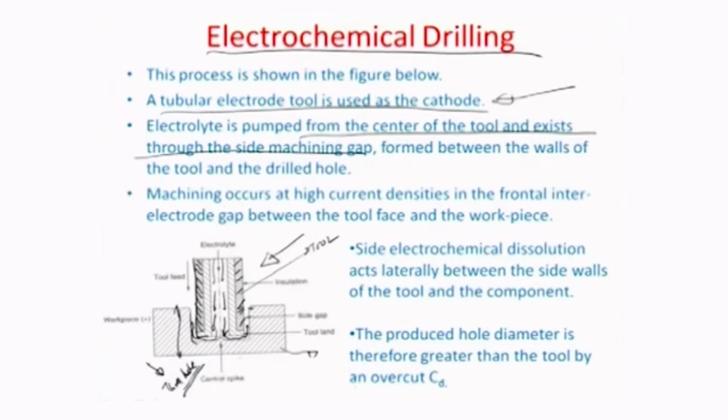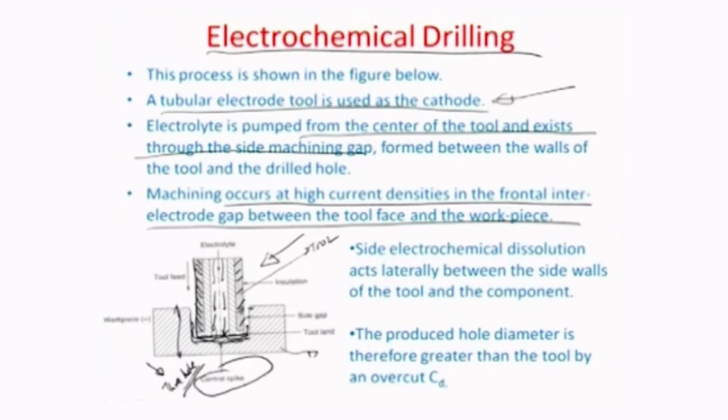The machining occurs at high current densities in the frontal interelectrode gap between the workpiece and the tool face, this gap right here. And of course, as you know here, because of the presence of the flow dynamics across the emanating surface of the tool of the electrolyte, there is a ridge which is automatically formulated. Okay. So because this is a sort of place where the fields may not be that homogeneous or uniform.